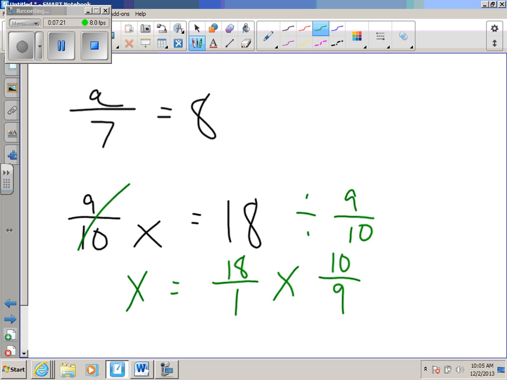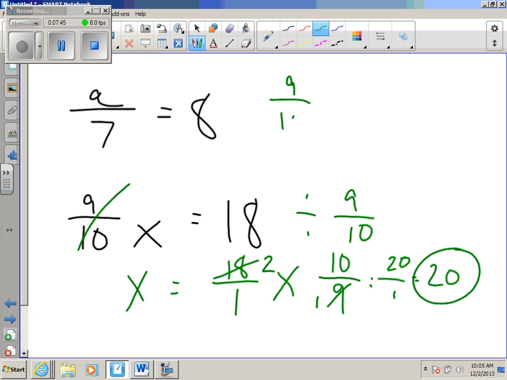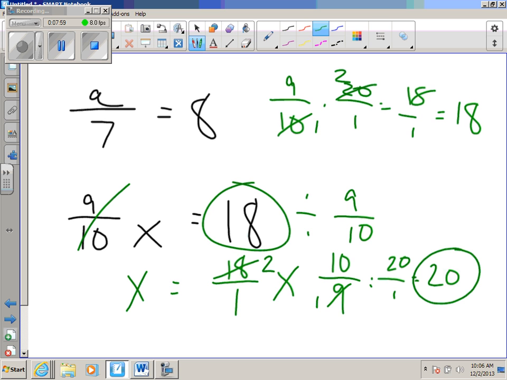So we'll go diagonally, nothing here, but they have 9 in common. Twenty over 1 equals 20. How do you check it? Plug it in. So 9/10 times x, which we say is 20, is supposed to equal 18. So there's 10 there. 9 times 2, 18 over 1 equals 18, just like we said.